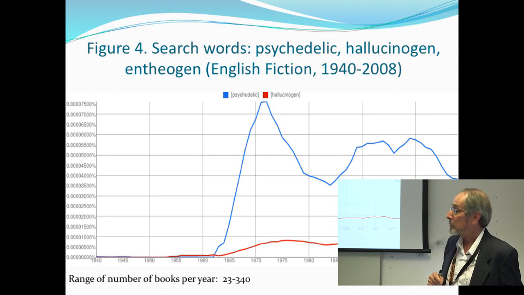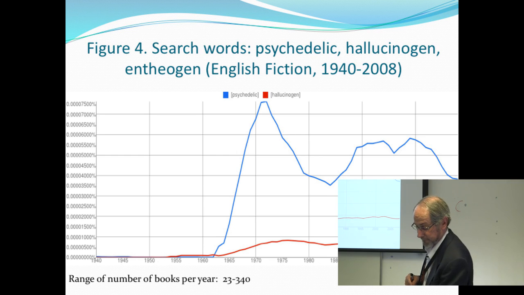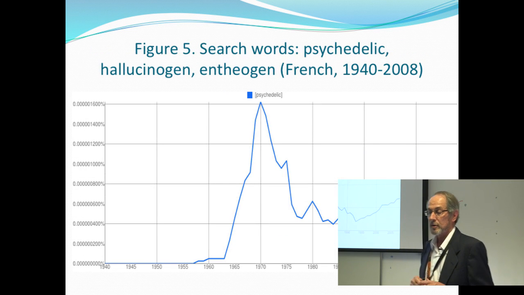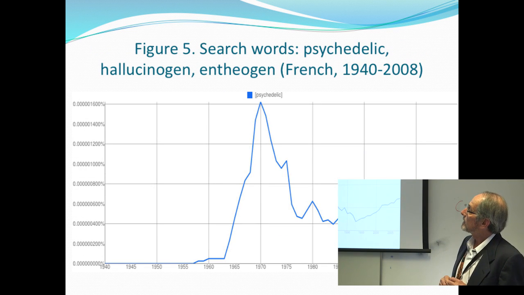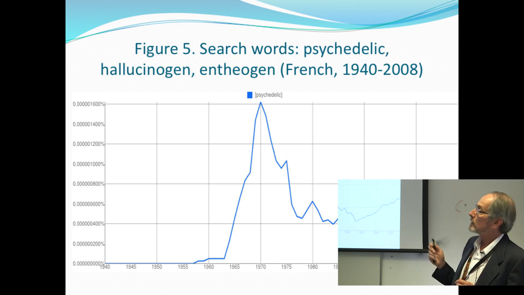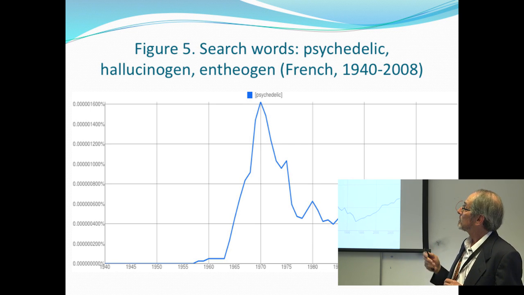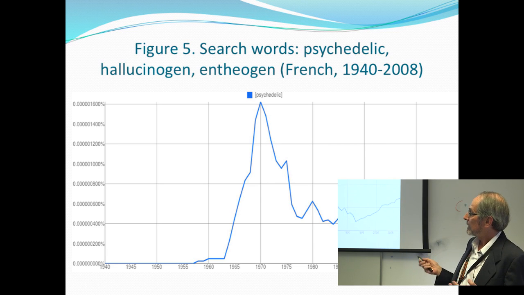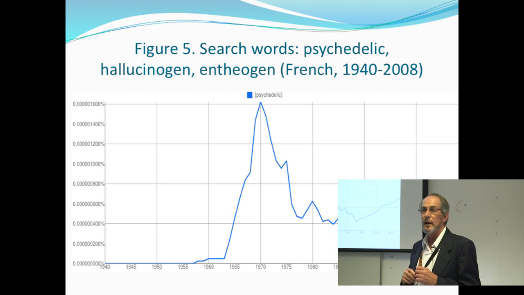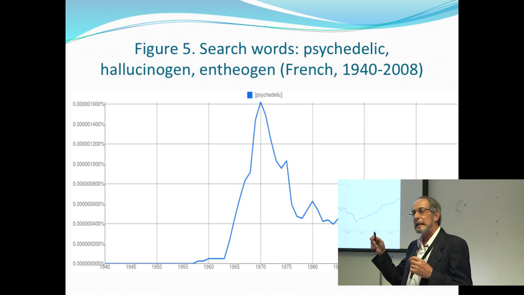So let's try another language. How about French? So we use the words psychedelic, hallucinogen, entheogen. We look in the French corpus, same time period, and we get this peak in 1970, but I'm sure some of you in the room are realizing something right off the bat. These are English spelled versions of the French words. This is a classic mistake many people make early on in using this.